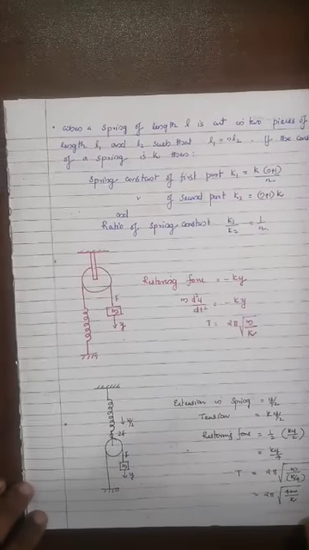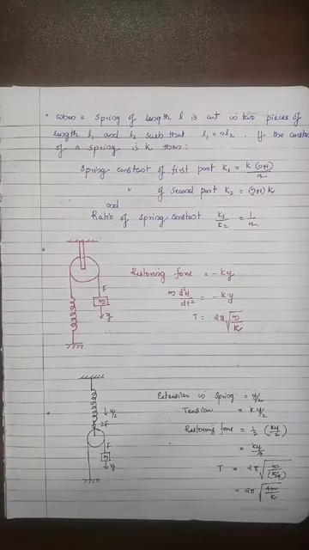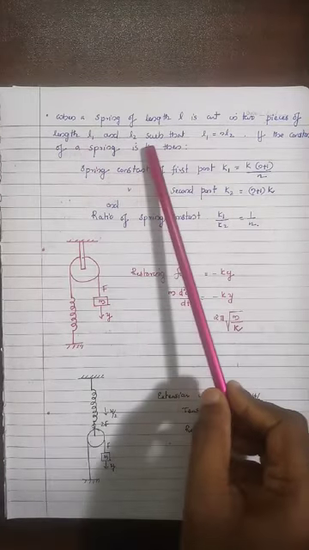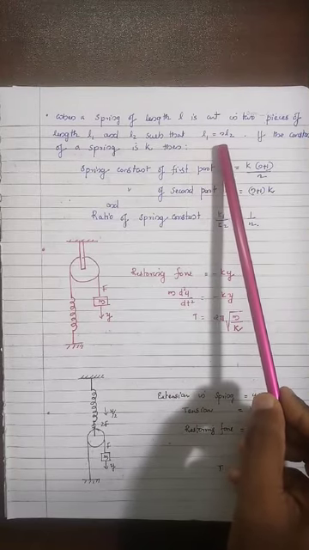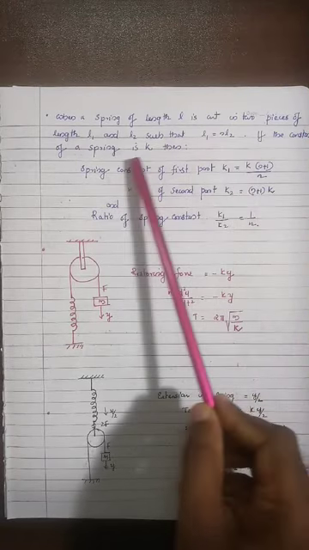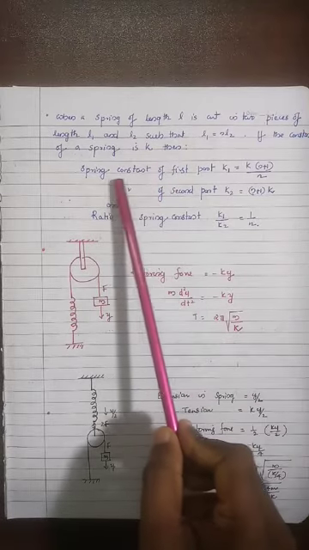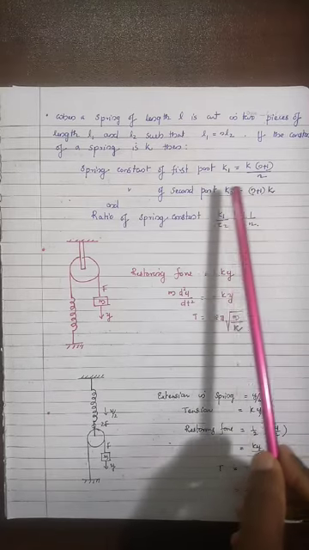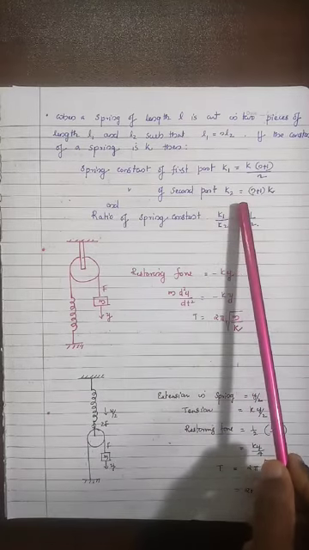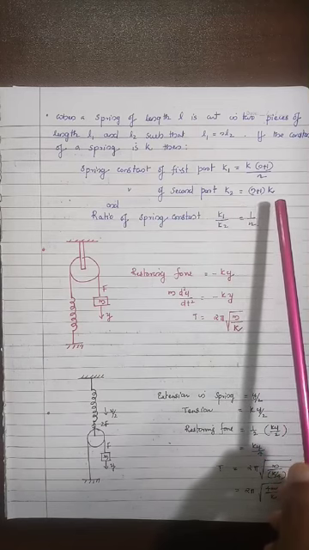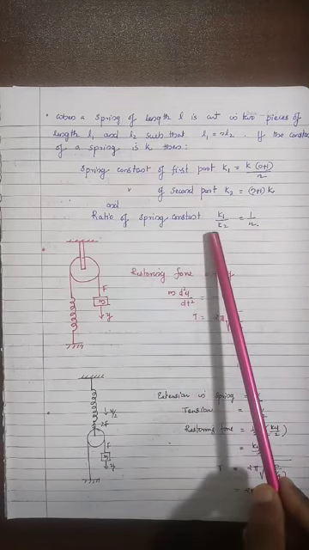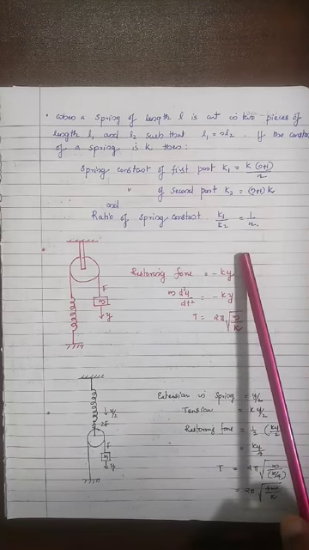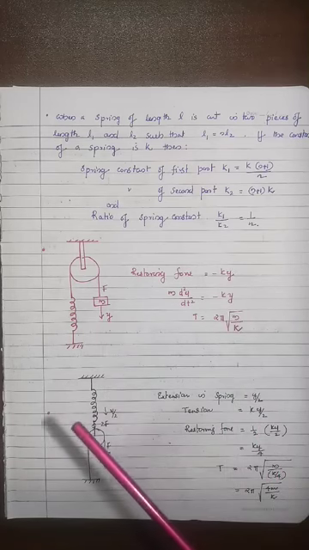And keep in mind, we already discussed the concept, but when a spring of length L is cut into two pieces of length L1 and L2, if it is given as L1 equal to N L2, if the constant of the spring is K, then keep in mind the spring constant of the first part K1 is K into (N plus 1) by N. The spring constant of the second part, K2, is equal to (N plus 1) into K. And the ratio of spring constants is K1 by K2 equal to 1 by N. A good aspect, keep in mind. Look at the different concepts.